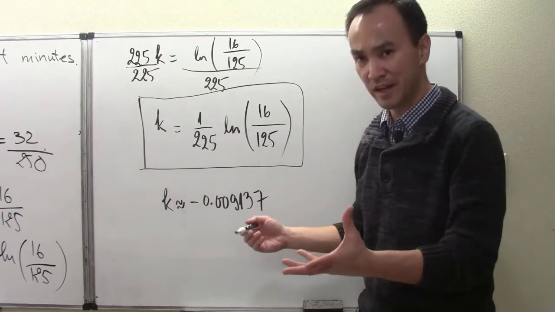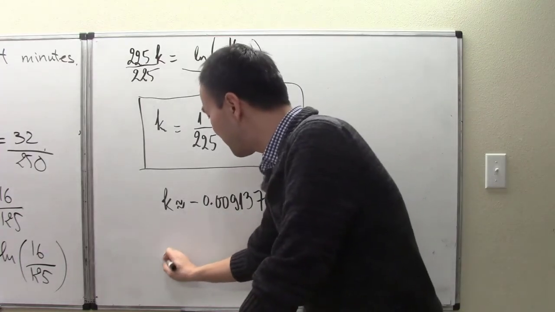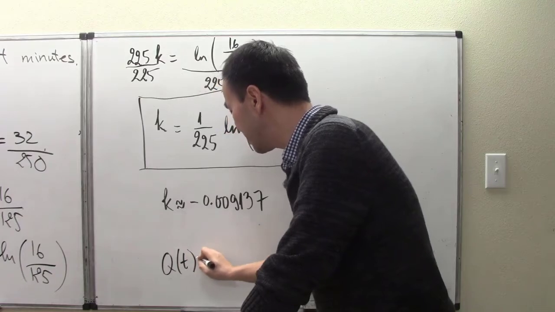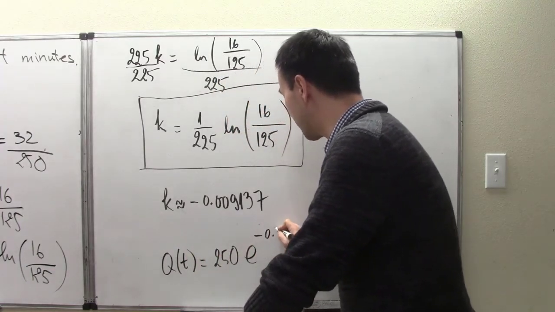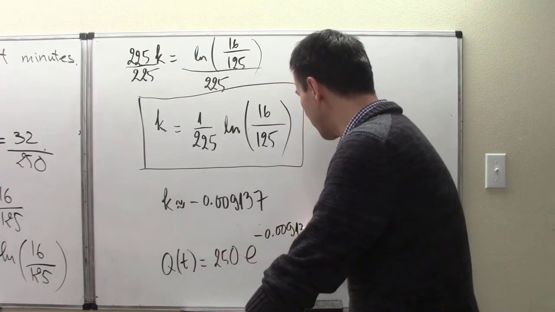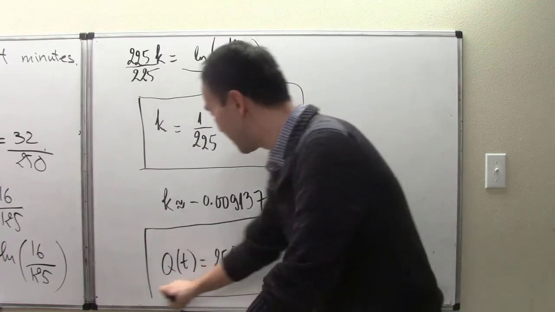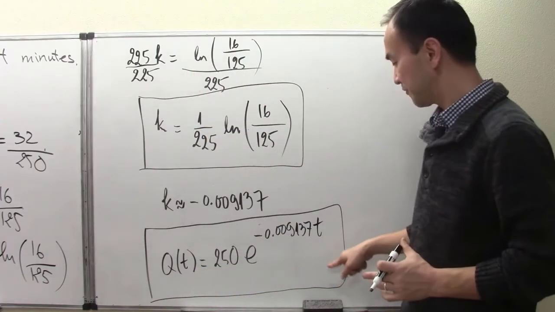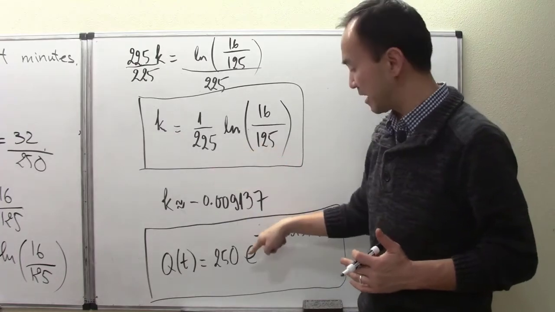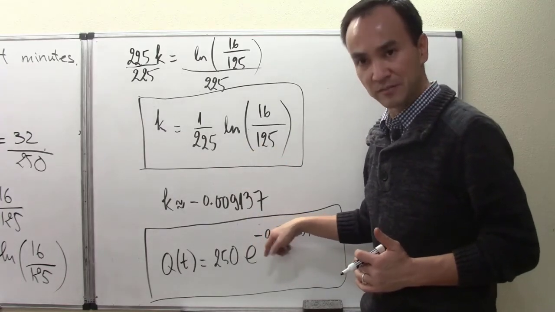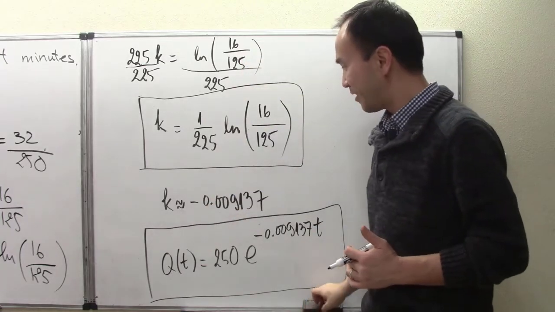So now we come to our final function. Our final modeling function, Q of t equals 250 e to the minus 0.009137 t. That is our final function that we were looking for. This is the function that models the amount of that radioactive material at some time t, in some t minutes.